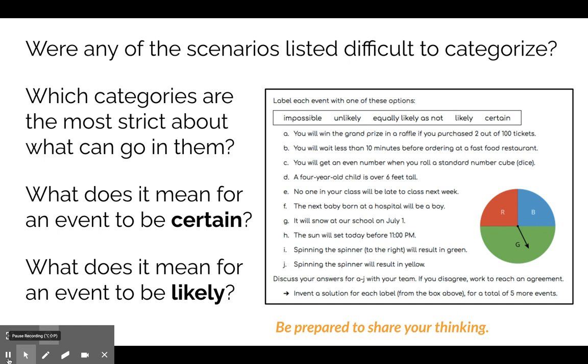Letter choice G is impossible, or you could have had unlikely depending on the location of our school. However, we know that in July it's not going to snow in Fort Washington. Letter choice H is going to be certain. I is going to be equally likely as not. And J is going to be impossible.